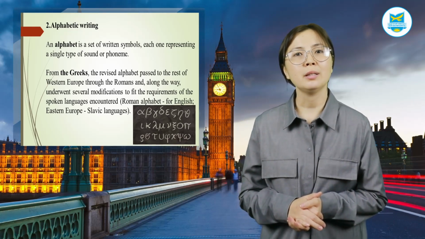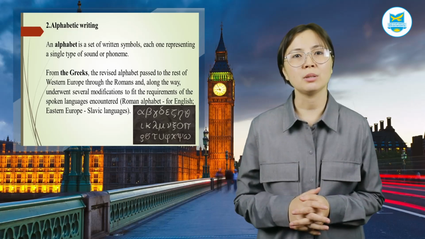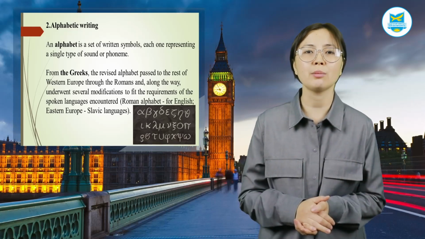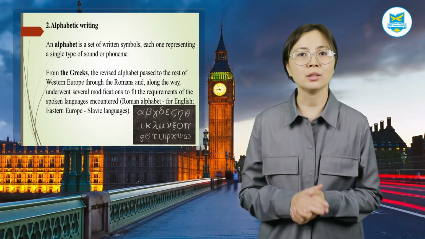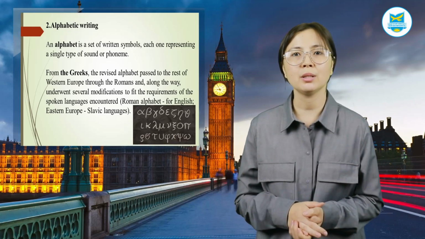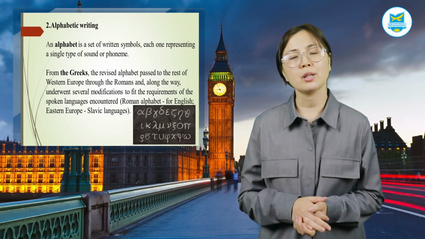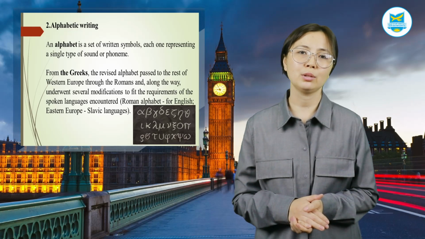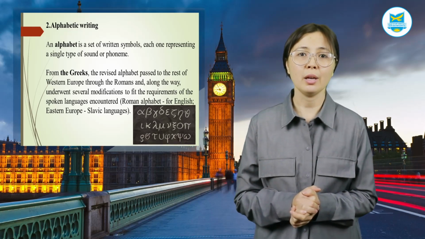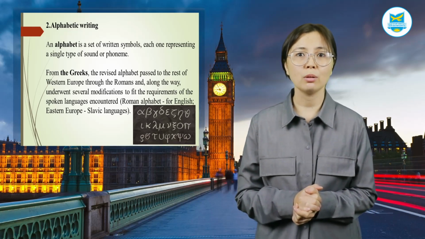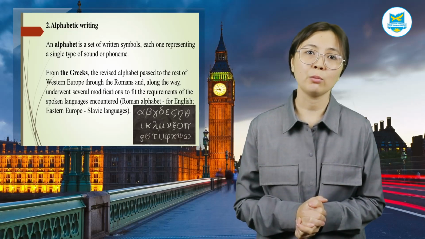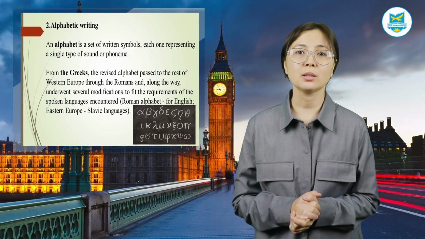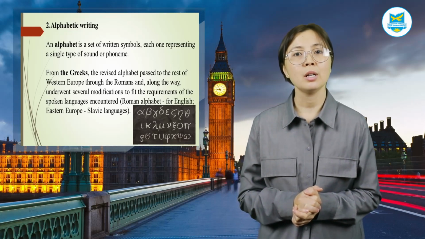An alphabet is a set of written symbols, each one representing a single type of sound or phoneme. The situation just described seems to have occurred in the development of the writing system of Semitic languages such as Arabic and Hebrew. Words written in these languages in everyday use largely consist of symbols for the consonant sounds in the word, with the appropriate vowel sound being supplied by the reader. This type of writing system is sometimes called a consonantal alphabet.